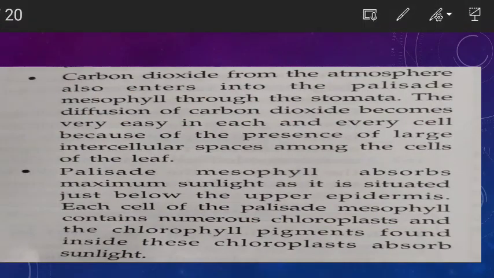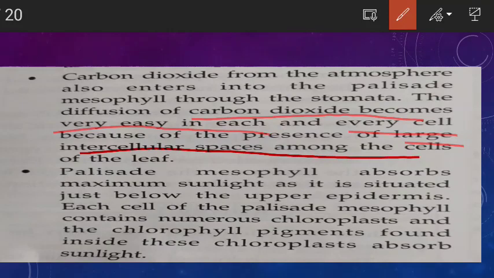Now next, carbon dioxide from the atmosphere also enters into the palisade mesophyll through the stomata. The diffusion of carbon dioxide becomes very easy in each and every cell. Because of what? Because of the presence of large intercellular spaces among the cells of the leaves.